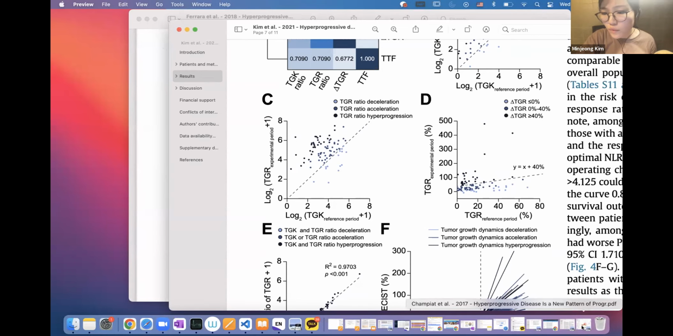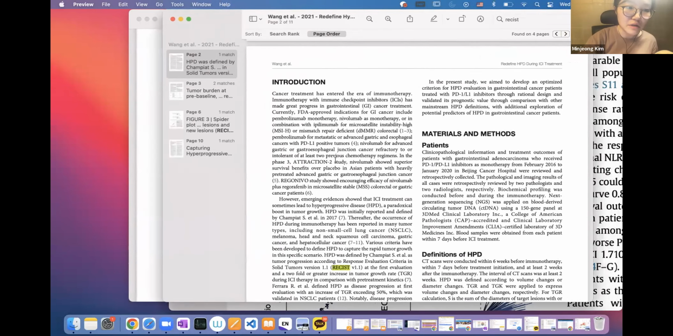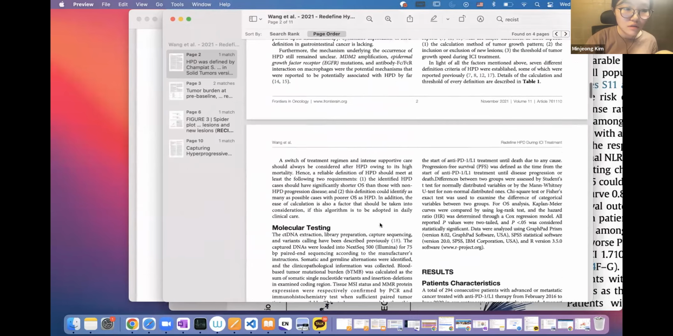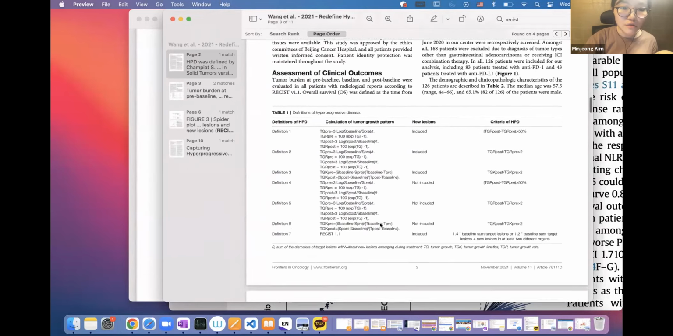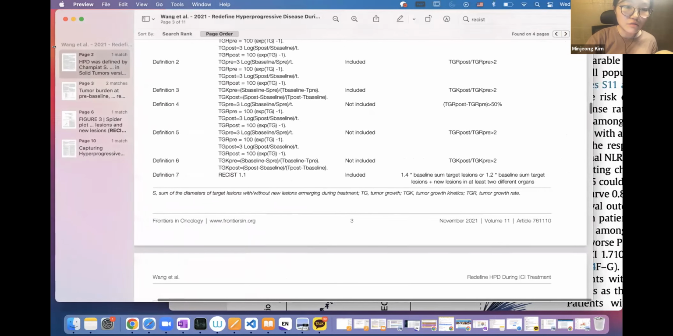And then the Wing paper. This is the paper that basically compared adding the new lesions versus not. They went above and beyond because they compared 7 different definitions. So here are the definitions that they used.